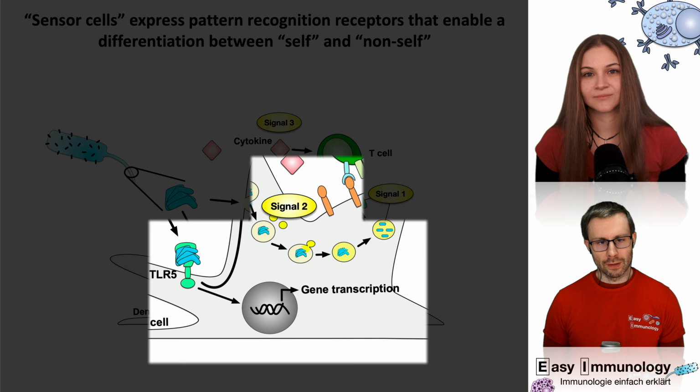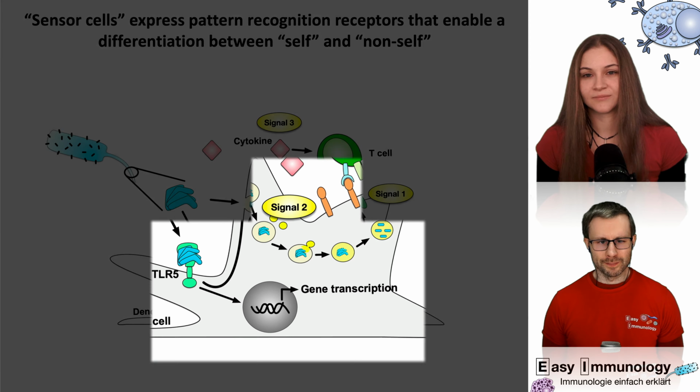And with the signal 2, the antigen-presenting cell shows the T cell that the peptides it recognized via signal 1 come from a pathogen that the dendritic cell has decided is foreign and dangerous, because structures from this pathogen have activated these pathogen recognition receptors, like the toll-like receptor, and triggered the expression of these co-stimulatory molecules.